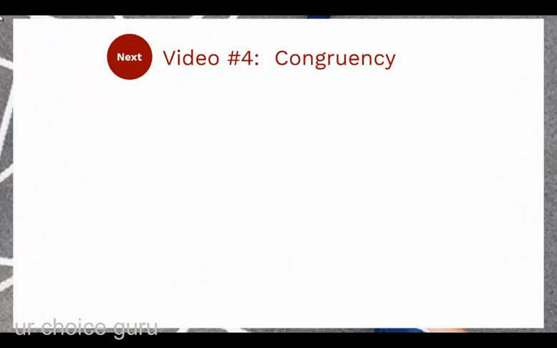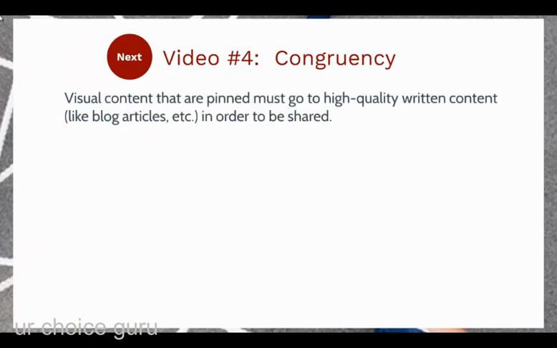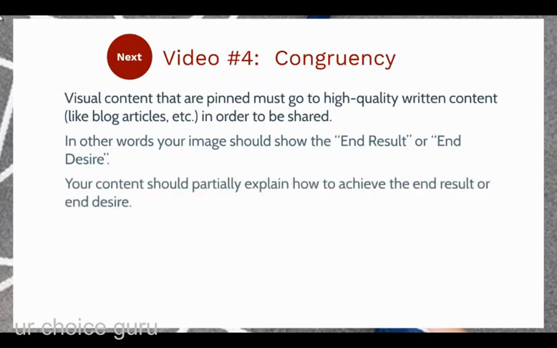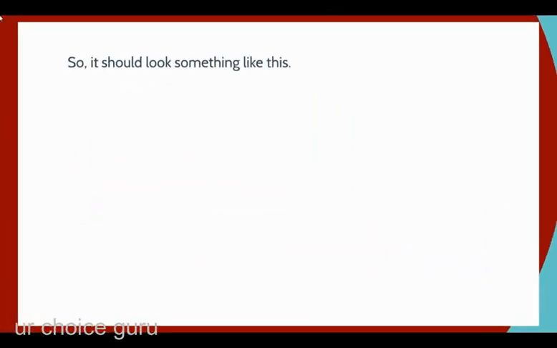Hello and welcome back. This is video number 4, and let's talk about congruency. So visual content that is pinned must go to high quality written content like blog articles or websites in order to be shared. In other words, your image should show the end result or the end desire. And we'll talk more about that in just a minute. Your content should partially explain how to achieve the end result or end desire. So whatever you are selling will complete this solution. So let me explain. It should look something like this.